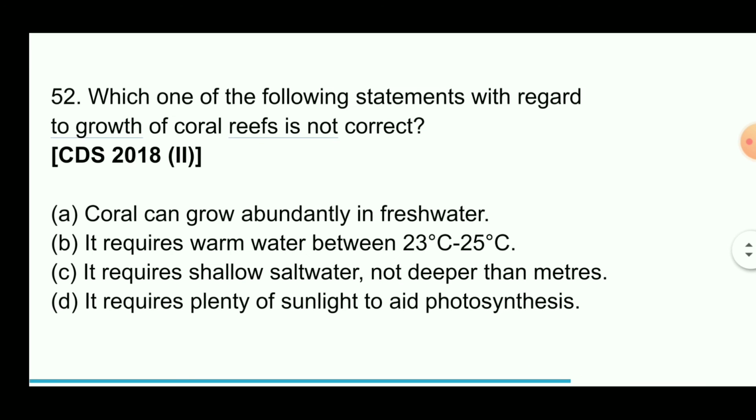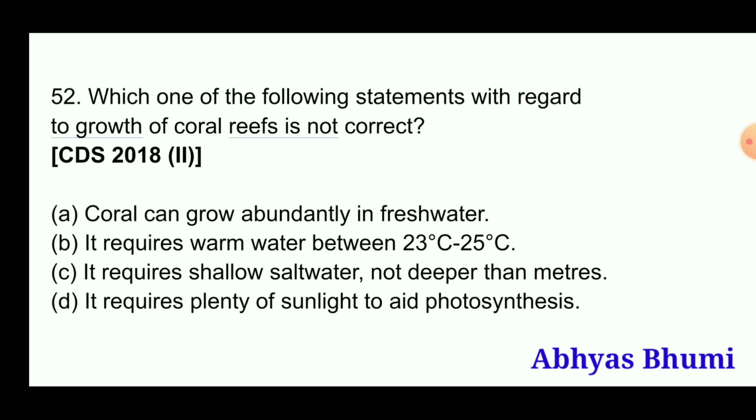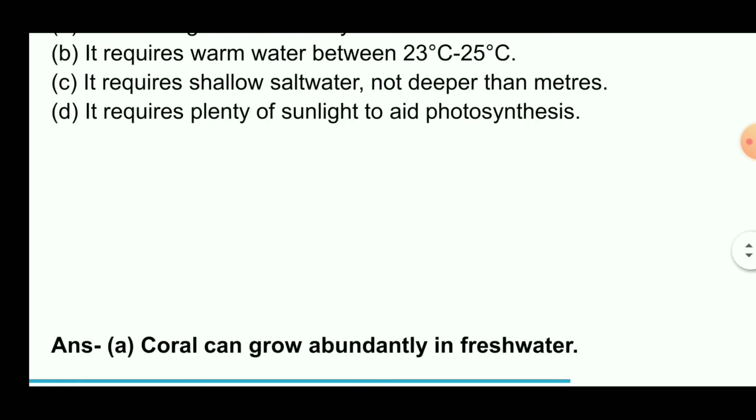Okay, next question on your screen. Which one of the following statements with regard to growth of coral reefs is not correct? Option A, coral can grow abundantly in fresh water. Option B, it requires warm water between 23 to 25 degrees Celsius. Option C, it requires shallow salt water not deeper than 200 meters. Option D, it requires plenty of sunlight to aid photosynthesis. Which option is right, guys? Tell me the right answer if you know. If you are going with option A, you are absolutely correct, because coral cannot grow abundantly in fresh water.